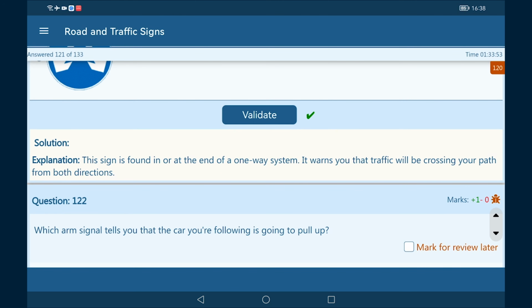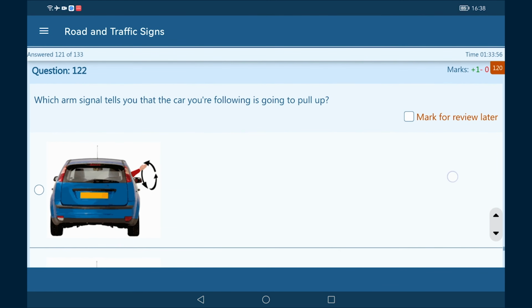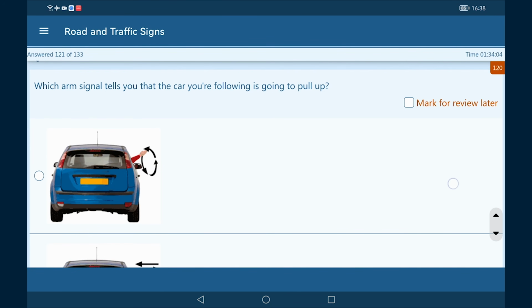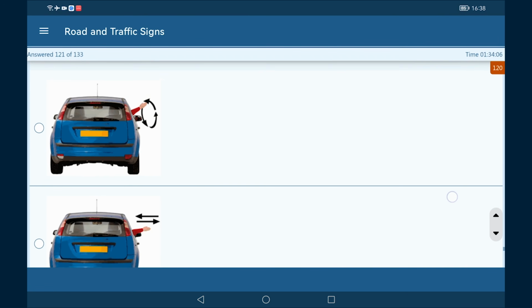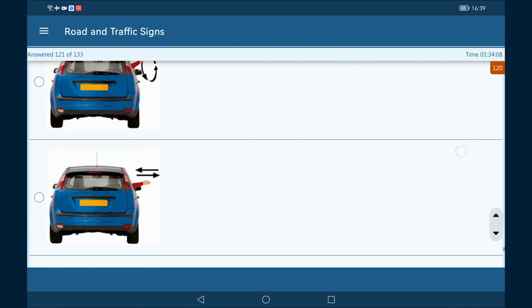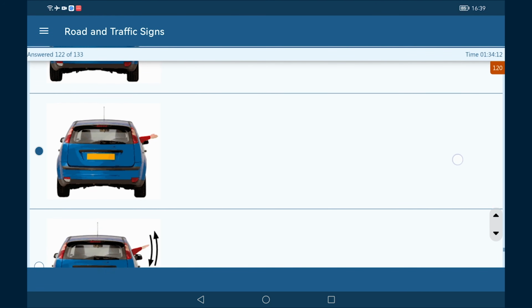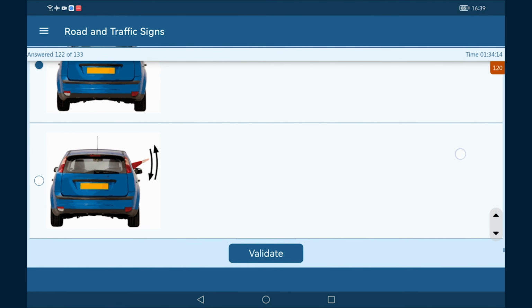Question 122. Which arm signal tells you that the car you're following is going to pull up? Option 1. Image. Option 2. Image. Option 3. Image. Option 4. Image. The correct answer is Option 4.